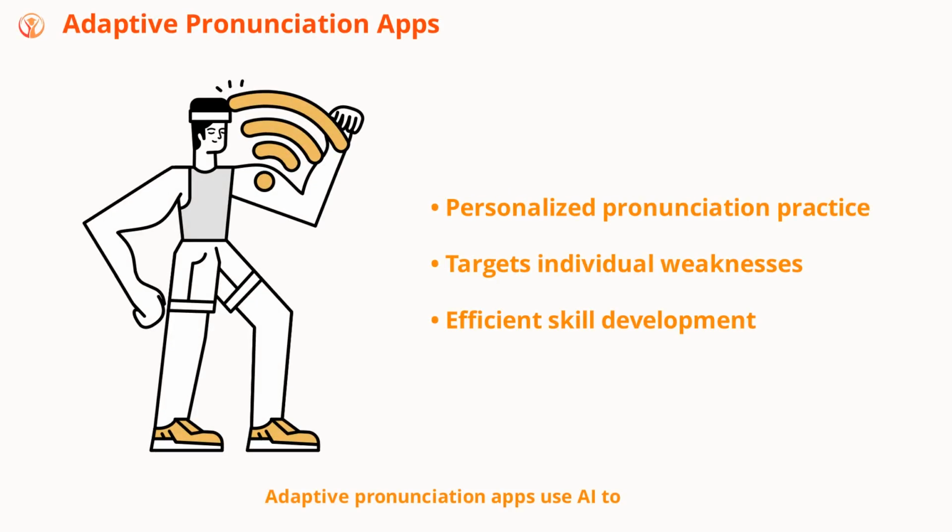Adaptive pronunciation apps use AI to tailor practice activities to each learner's needs. These apps analyze speech patterns and adjust exercises to target specific weaknesses. This personalized approach ensures that learners spend more time practicing the skills they need most, leading to more efficient and effective language acquisition.